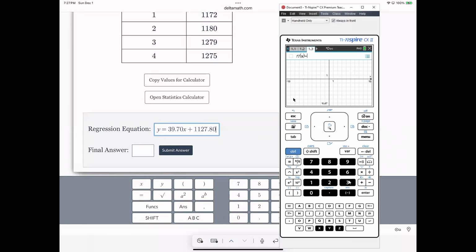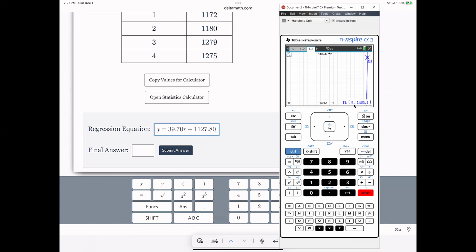We're just going to put 39.70x, and then it's going to be plus 1127.8. We're going to press enter. Now we don't see the line on there because it's got this really high y-intercept, but it doesn't matter. We're just going to use menu 51, right? And we're going to type in, since we want to know for 2011, the number 9 for X, and it's going to tell us.